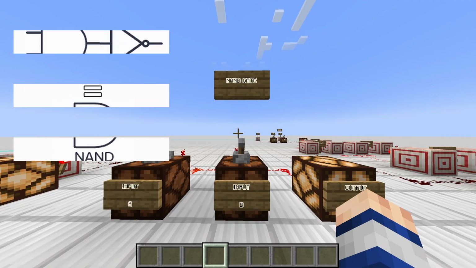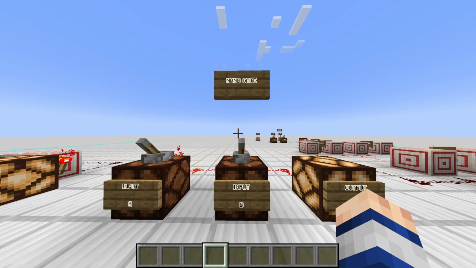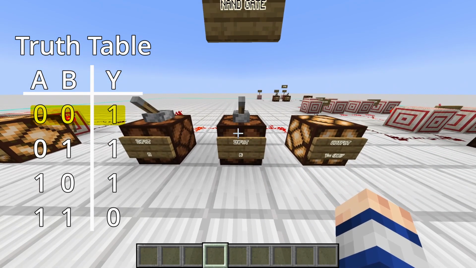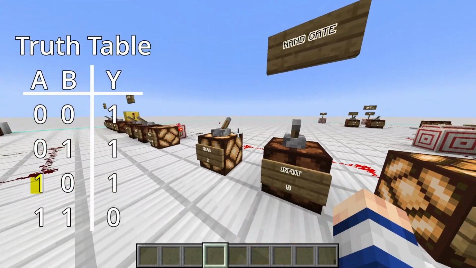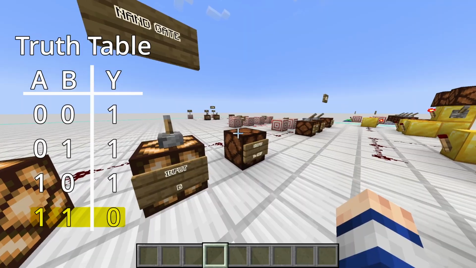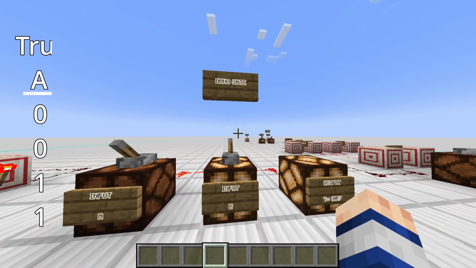Up next, we have the NAND gate, and just like the NOR gate, the NAND gate is literally just an AND gate, but with the final output inverted. So every single input needs to be high in order for the output to be low. So A is low, B is low, Y is high. A is high, B is low, Y is high. A is high, B is high, Y is low. A is low, B is high, Y is high.